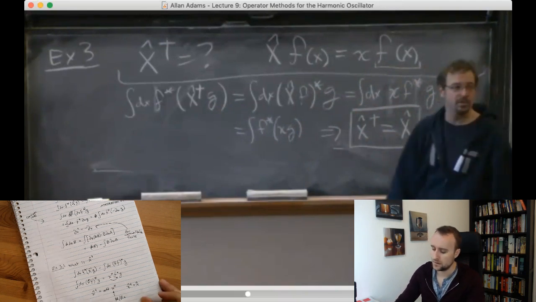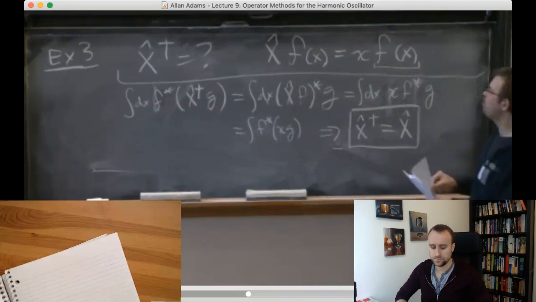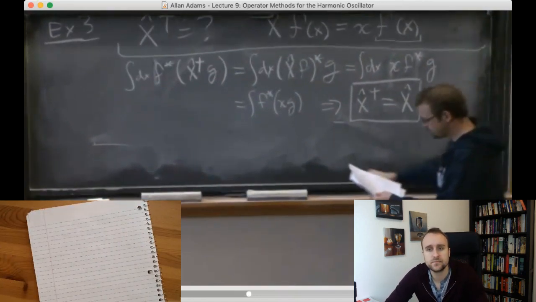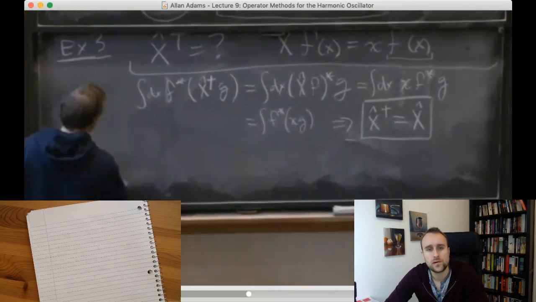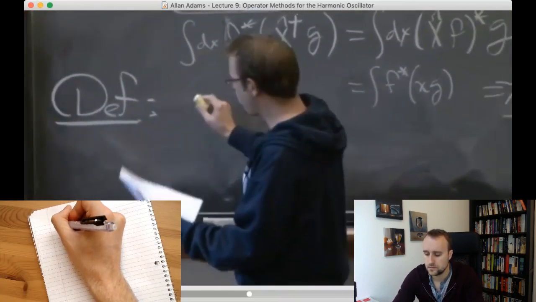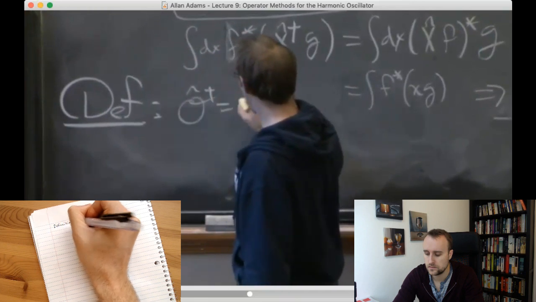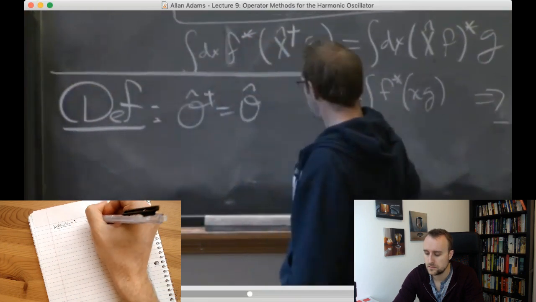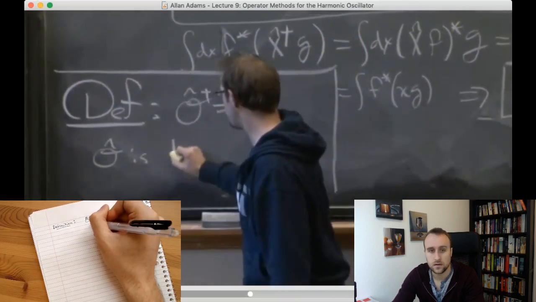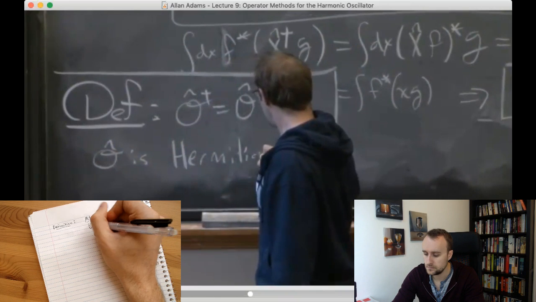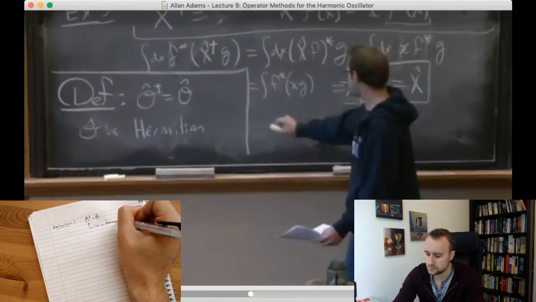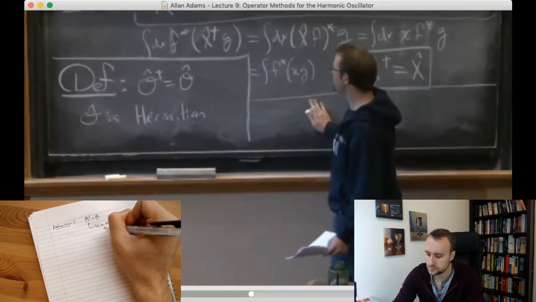Okay? Cool. So we just learned a couple of nice things, and I want to encode them in the following definition. Definition: an operator, which I will call O, whose adjoint is equal to O, so an operator whose adjoint is equal to itself, is Hermitian. Okay. So an operator which is equal to its own adjoint is called Hermitian. And so I want to note a couple of nice examples of that.